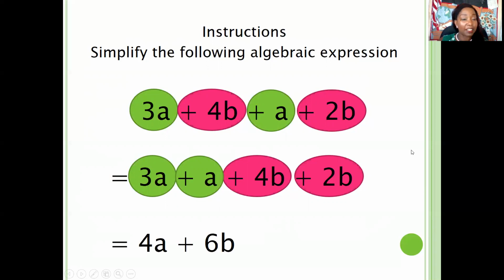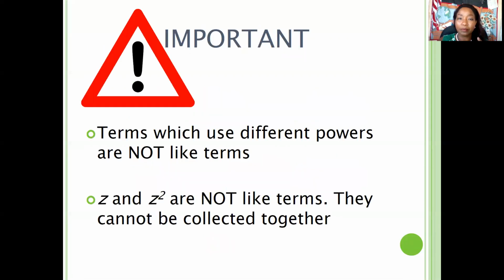Our final answer, 4a plus 6b. This is our final answer. At this point, we cannot simplify it any further because a and b would be unlike terms. Let's have a closer look at this so that we can have smooth sailing.